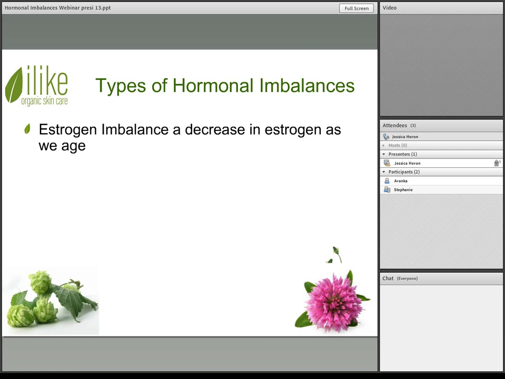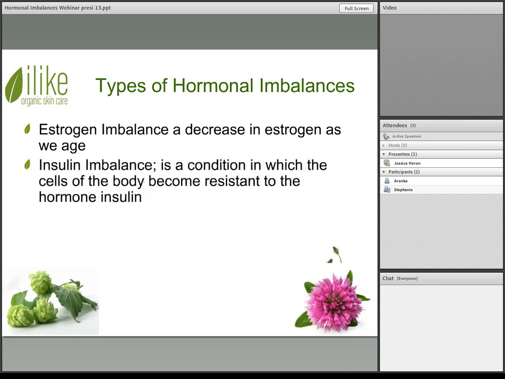These estrogens play a role in the estrous cycle. This is the period of fertility for women and females. Also, insulin imbalance is a condition in which the cells of the body become resistant to the hormone insulin. And so what is insulin?